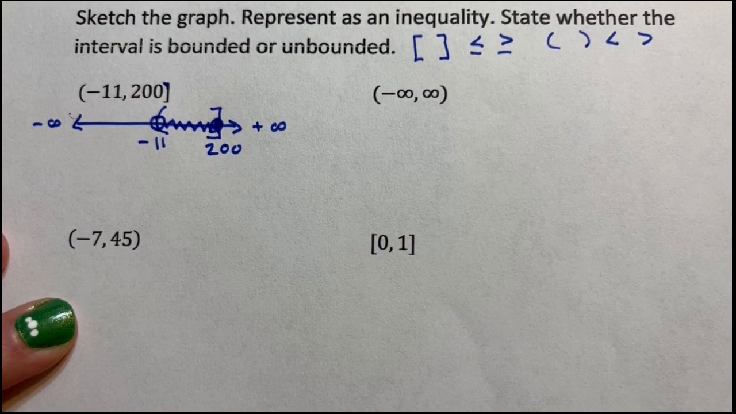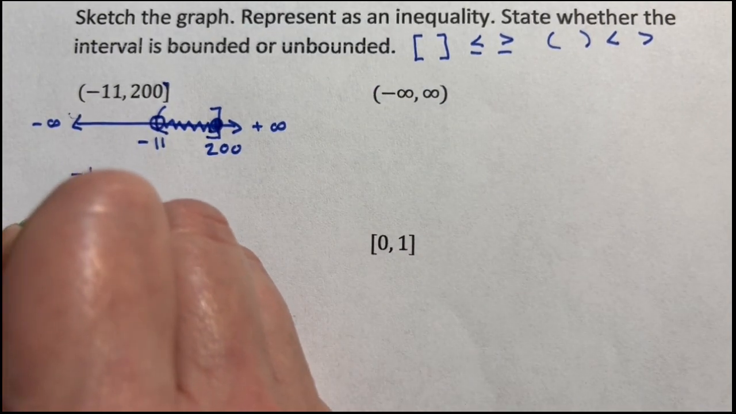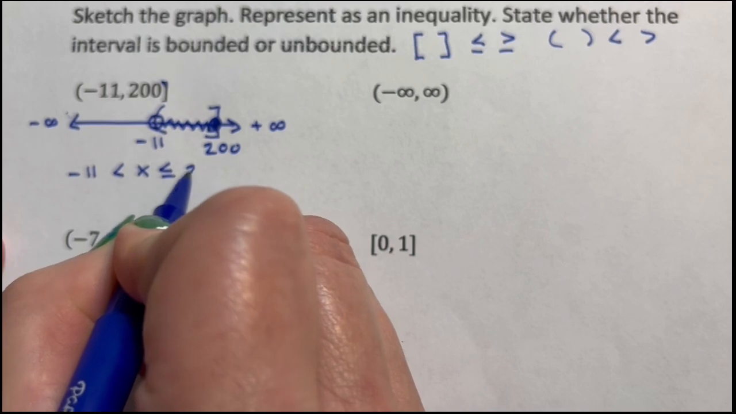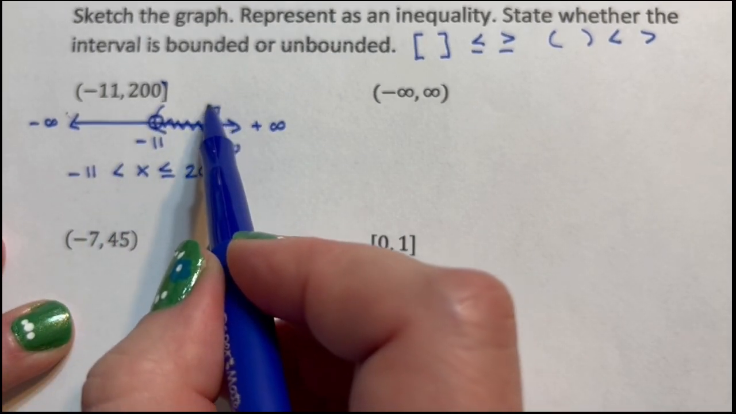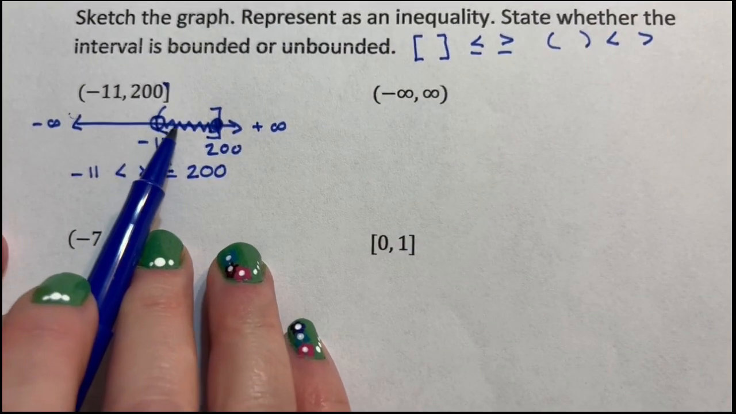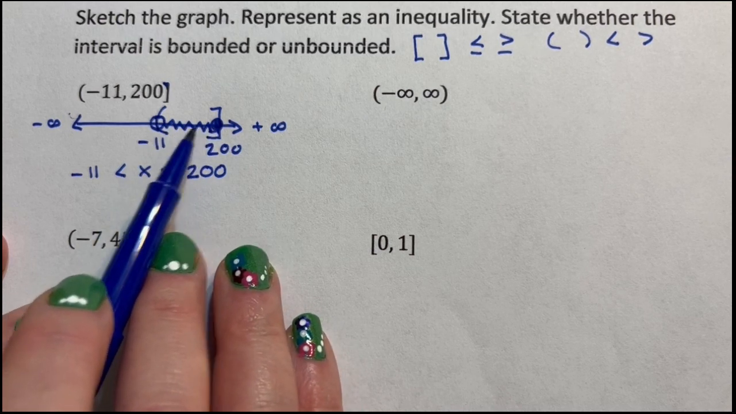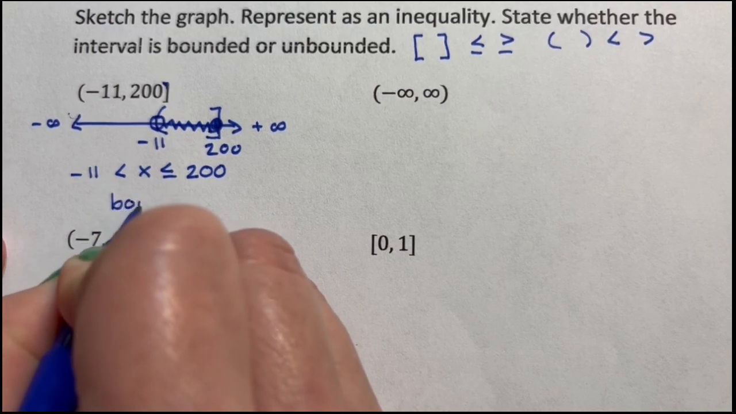All right, now when I represent this as an inequality, it's going to be negative 11 is less than x is less than or equal to 200. So again, the parenthesis is the less than, the bracket is the less than or equal to. Now, if you notice how I shaded, the shaded area is contained between the negative 11 and 200, so this is bounded.